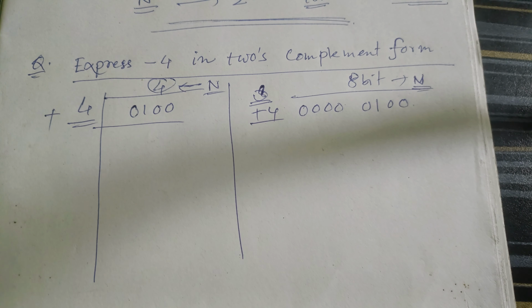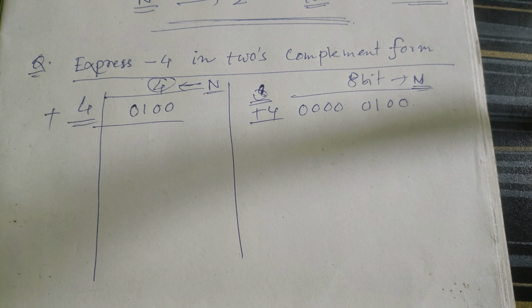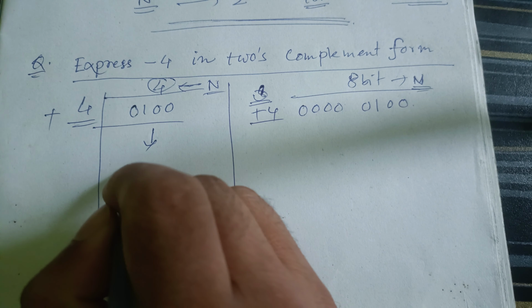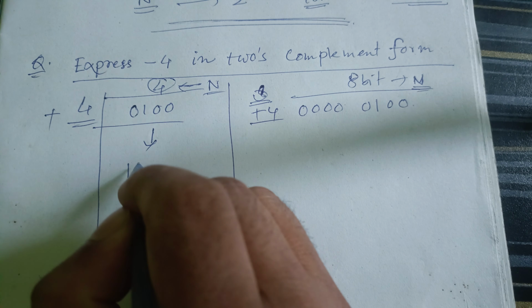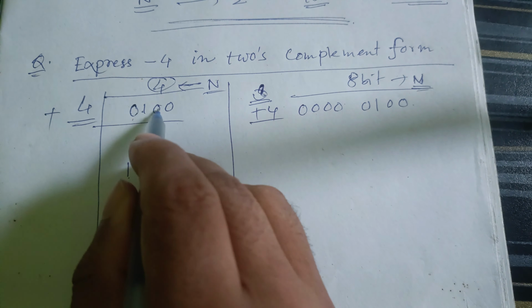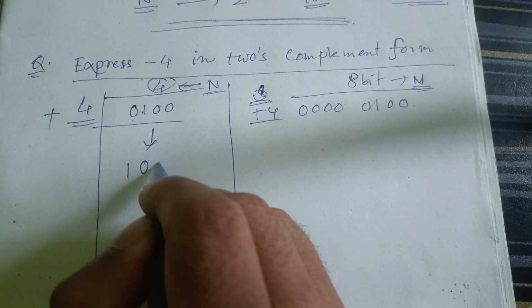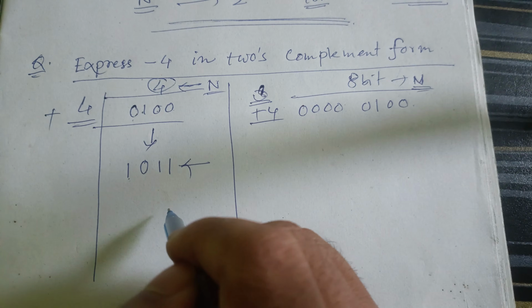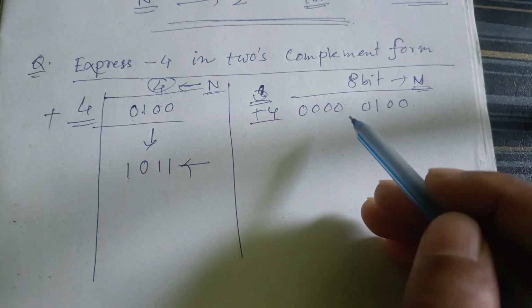Now to represent it in the 2's complement form, we know that we have to convert it into the 1's complement form. So if I convert it into the 1's complement form, this 0 will be 1, this 1 will be 0, this 0 will be 1, and 0 will be 1. So this one is the 1's complement form.